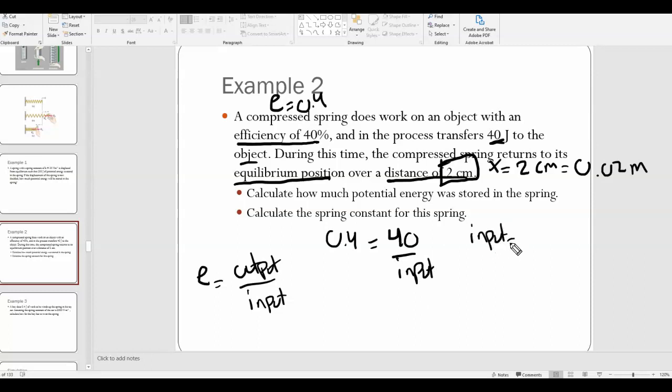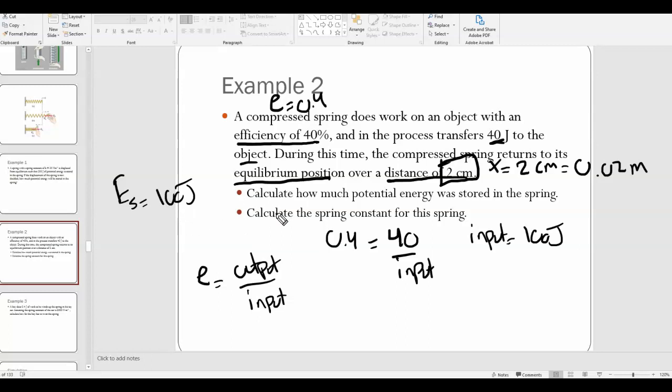If you do the math, you get 100 joules, which makes sense because 40% of 100 is 40. Okay, so that is how much potential energy was stored in the spring to begin with. E_S equals 100 joules.